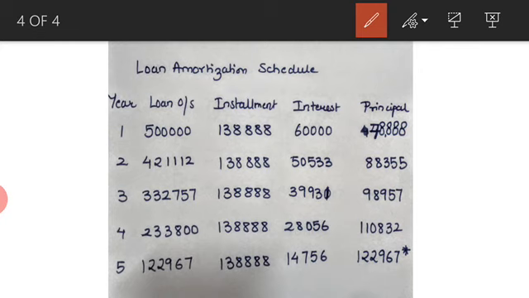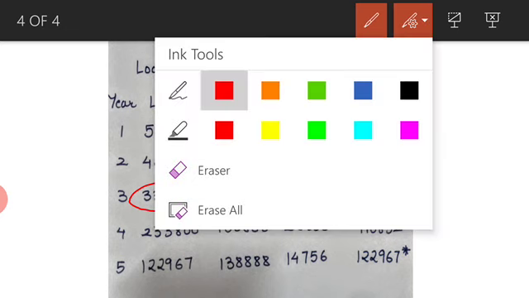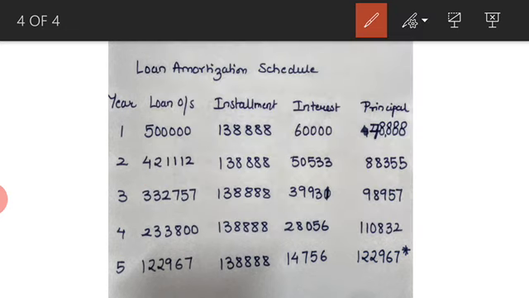Then the same process continues. Installment is known to us. Interest is nothing but 3,32,757 into 12% again. Why 12%? Because the rate of interest is 12%. So if you multiply this by 12%, you get 39,931 as the interest. Now how do we calculate principal? It is installment minus interest gives you principal. Once you get the principal, let's go to the fourth year.